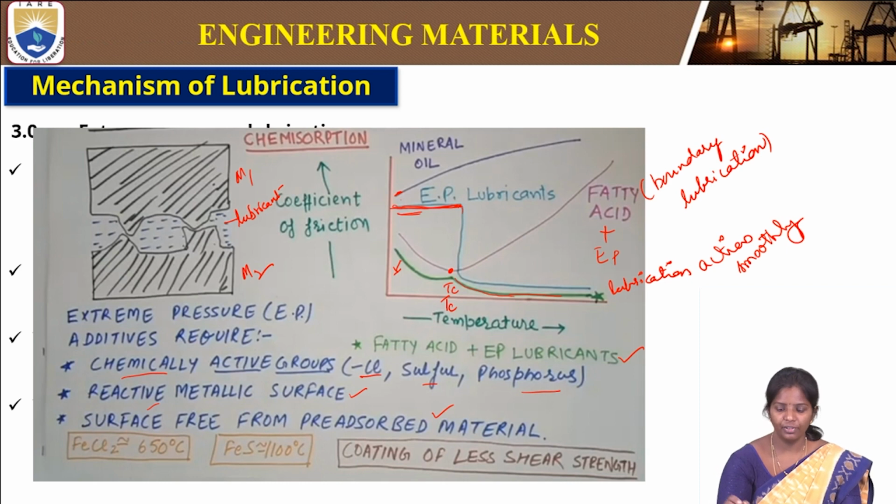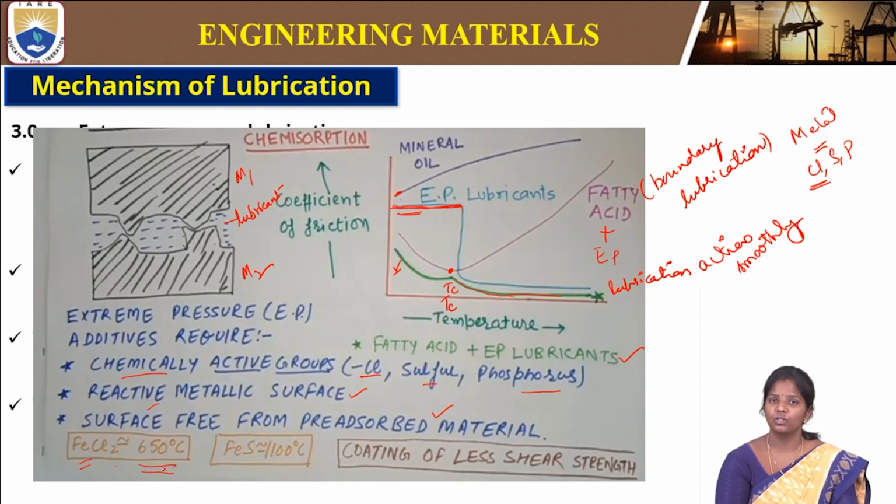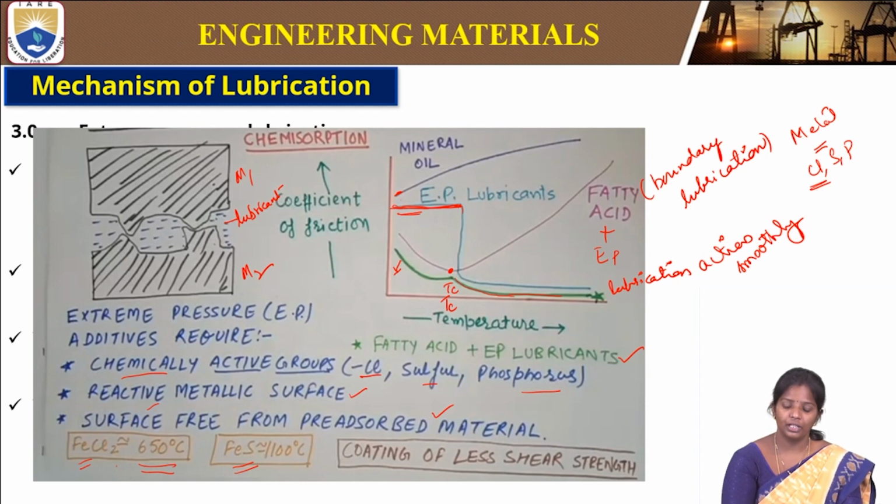So what happens when the metal reacts with active groups like chlorine, sulfur or phosphorus? For example, if it is an iron surface, it forms iron chloride that can withstand 650 degrees centigrade. So we can use that lubricant till 650 degrees centigrade. Then iron sulfide, if it is reacting with the sulfur group, can operate at high temperatures like 1100 degrees centigrade.